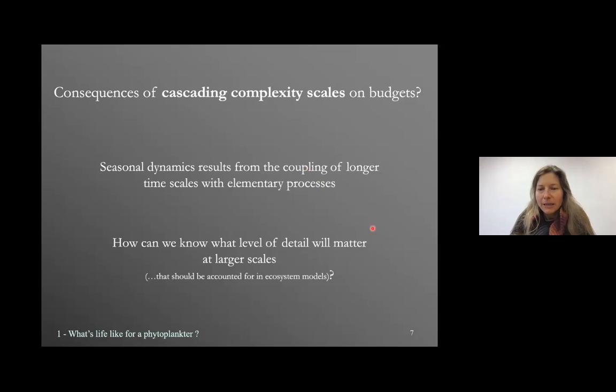And so a legitimate question is, if we are to understand the appearance or the dynamics of a bloom, what scale should we look at, and what level of detail will matter when observing phenomena at larger scales? This is an open question, and it's all the more relevant for those who work in ecosystem models. When you want to build an ecosystem model, what should you represent in your model, what processes are important?